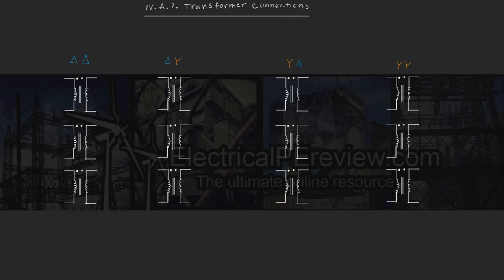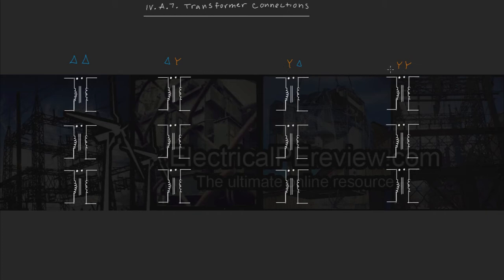www.electricalpereview.com. In this video, we're going to be exploring three-phase transformer connections. So if you look below, you can see four sets of three single-phase transformers apiece. And on top, you can see delta delta, delta Y, Y delta, and YY.